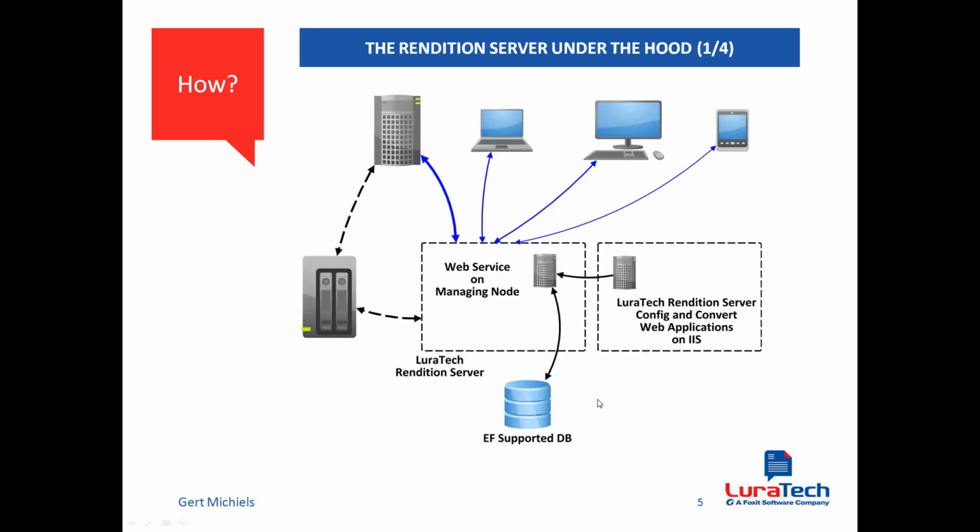So the rendition server is, as I told in the beginning, a web service. So the main square is a web service on the managing node. The managing node is the main component of our rendition server. It's where the external world gives a conversion request, and the managing node takes care that this request is being served in due manner and in due time. On the right side of the managing node, we have the configuration and conversion web application, which uses our managing node as a front end.